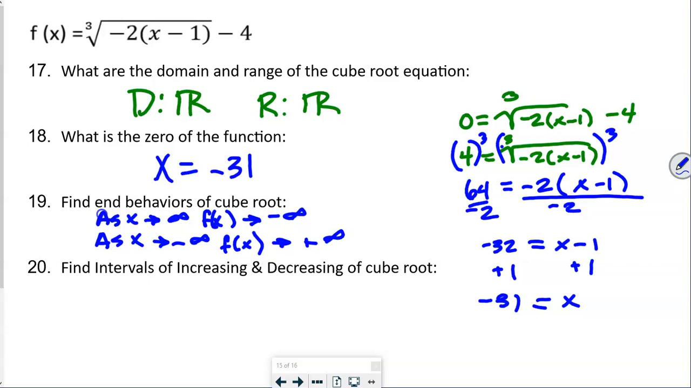Then if we're talking about intervals of increase and decrease, if you recall, the graph started high and went low to the right. So the graph had, again, no increasing. So there was none when it comes to increasing. And decreasing, it went from negative infinity all the way to infinity. It was decreasing the whole graph. Okay.